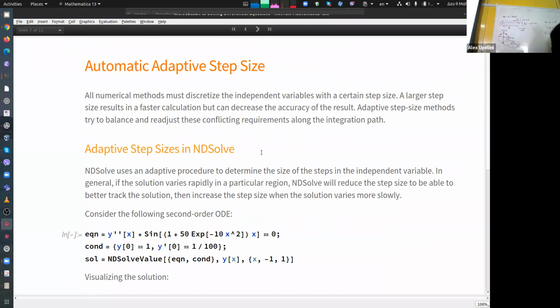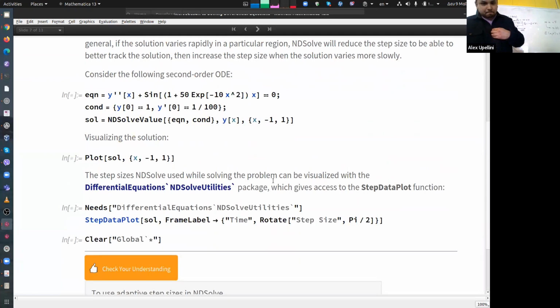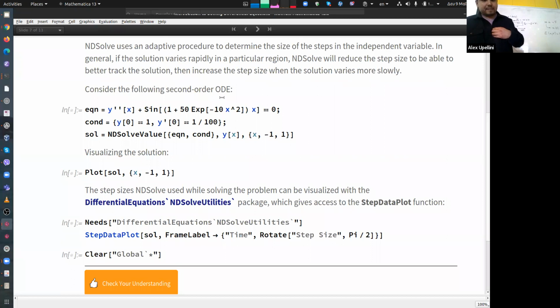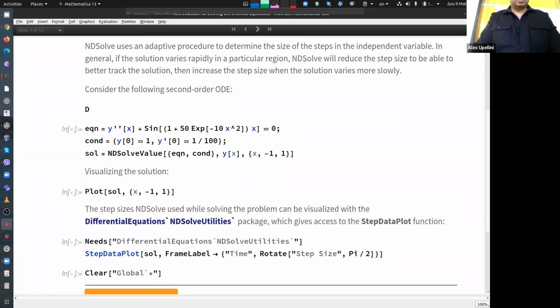All numerical methods must discretize the independent variable with a certain step size. A large step size results in faster calculation, but can decrease the accuracy of the result. It's the same price principle, universal price principle. If you want speed, you lose precision. If you want precision, it's like a taxing principle. Okay, so adaptive step size in NDSolve, you have one option, which is, well, the answer here is a little bit too complicated. Let me give you one first answer, which is simpler.